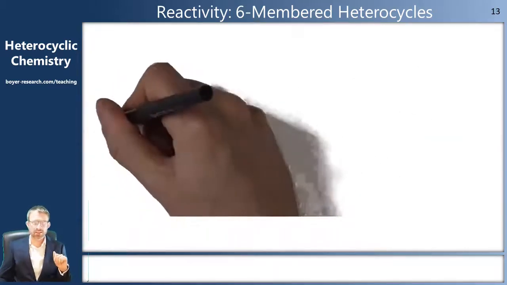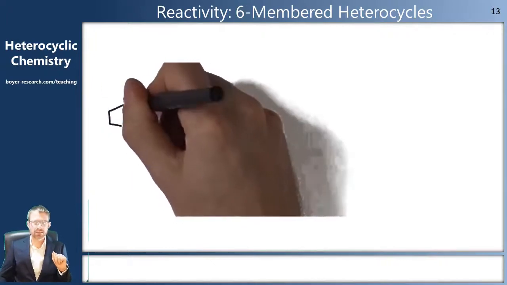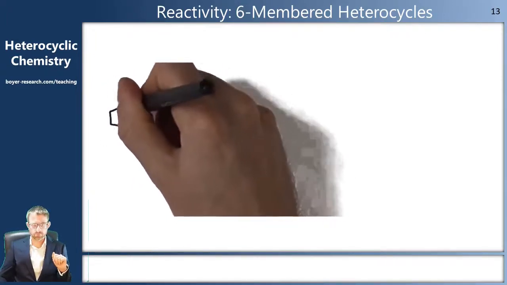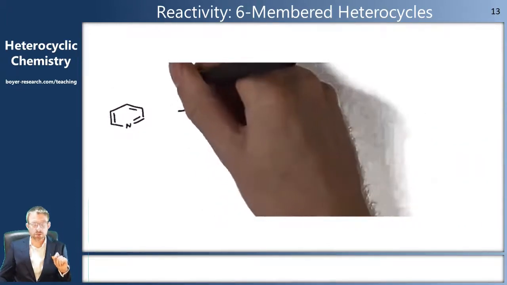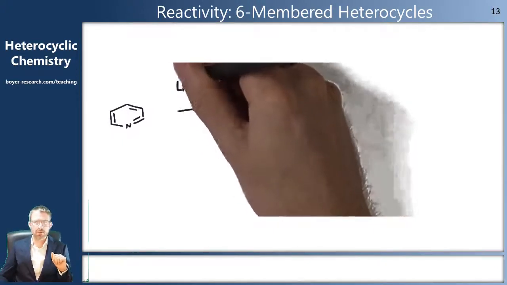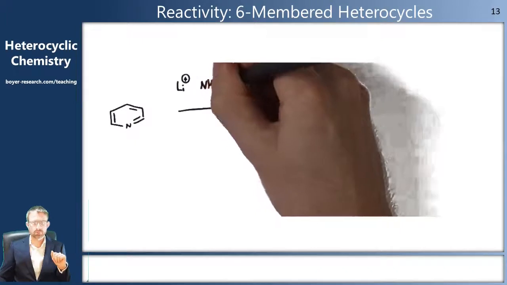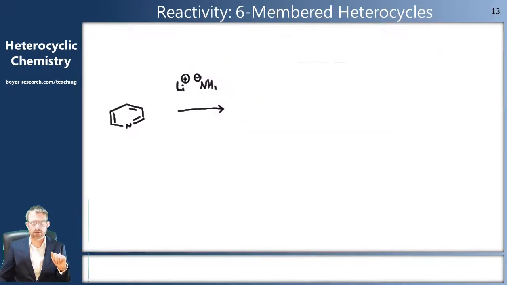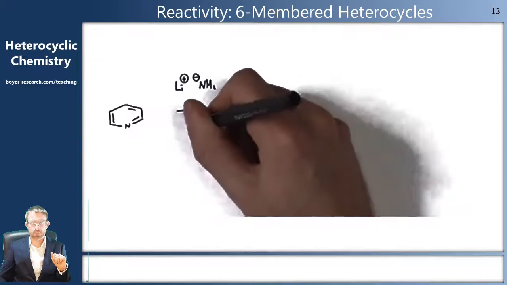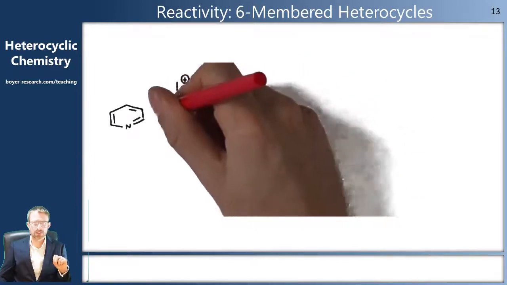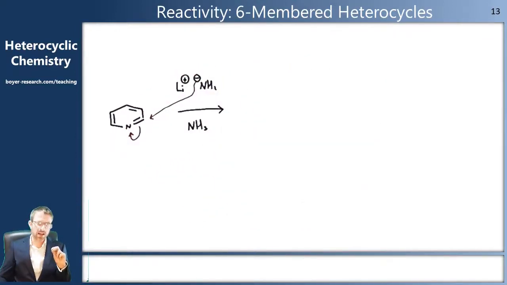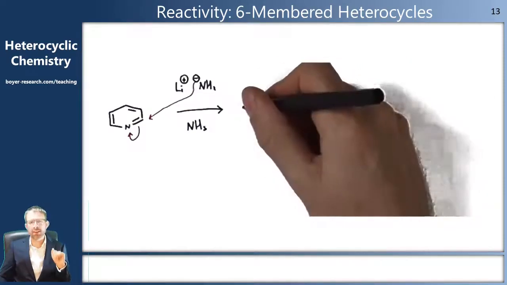So, looking at that in more detail, when we take pyridine and we treat it with the lithium salt of ammonia, so Li+ NH2-, in ammonia solvent, then as before, we get a nucleophilic attack of the NH2- onto the pyridine. The attack proceeds at the 2 position and it breaks the aromatic system.